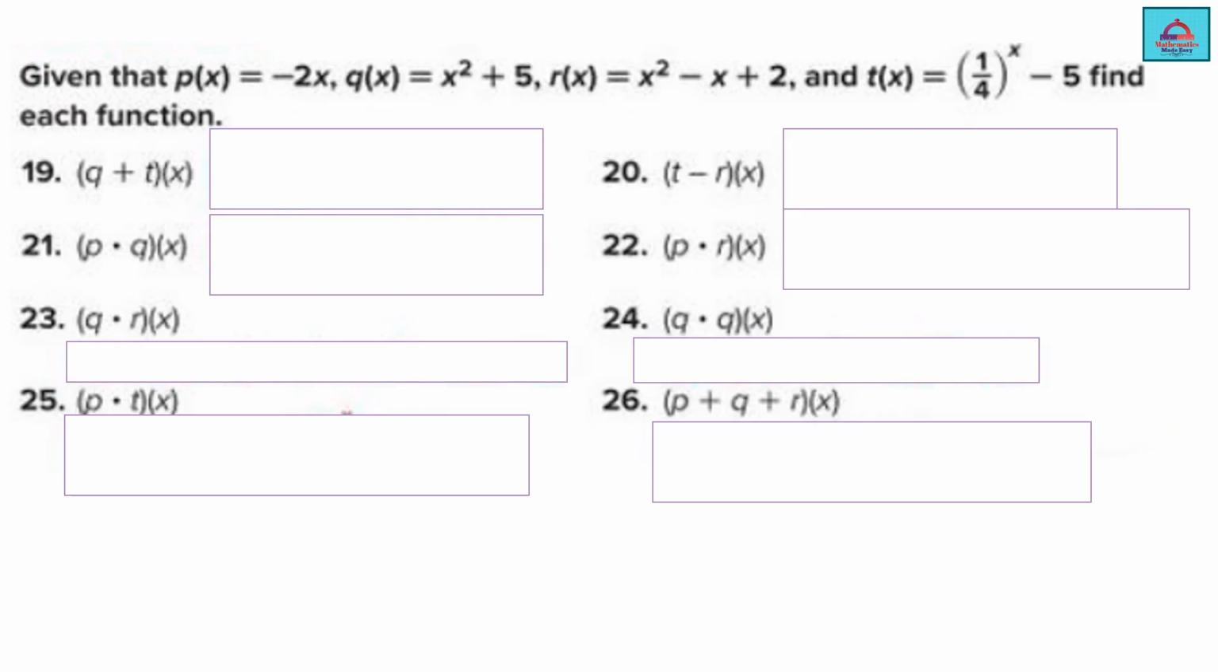So this is a pretty easy question. You just have to do addition, subtraction, multiplication for the functions given. So you are given in this question three functions. One is px, one is qx, one is rx, and one more which is dx. So using these four functions, just add, subtract, multiply, or add three functions. So let's do them one by one.